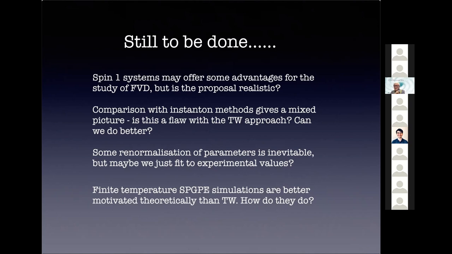We've got a mixed picture of comparison with instanton methods. We were worried whether the truncated Wigner approach we're using is correct. How do we fix this? We don't know. There is some renormalization of parameters, because we could just say that we don't know the Bohr values anyway, so why not always fit to the experimental parameters? That's what we've done. If we don't have a full answer to the vacuum polarization effects, we could still live with that and just do the same fitting that we've done in these simulations and fit to the experimental parameters instead of using the Bohr parameters.